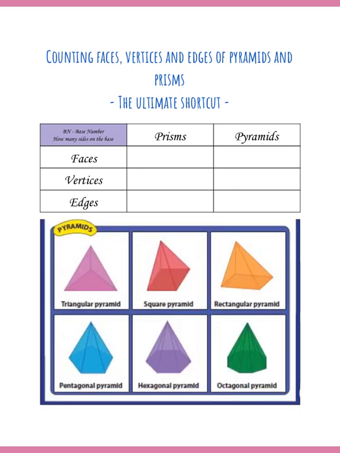Now for the pyramids. A pyramid's base number will be how many sides on its base. So a triangular pyramid will have a base number of 3. A square or a rectangular pyramid will have a base number of 4. Pentagonal pyramid, base number 5, hexagonal pyramid, base number 6, octagonal pyramid, base number 8.